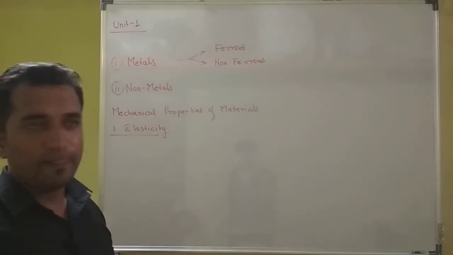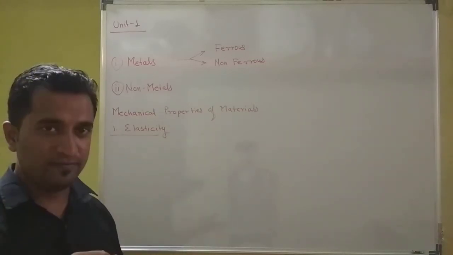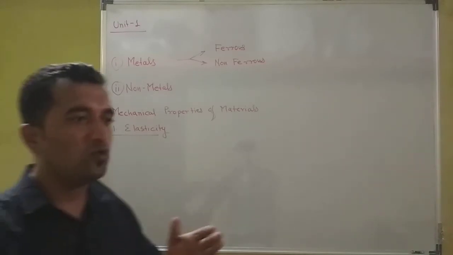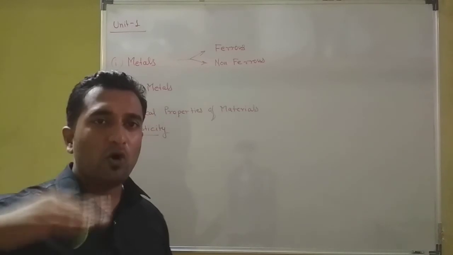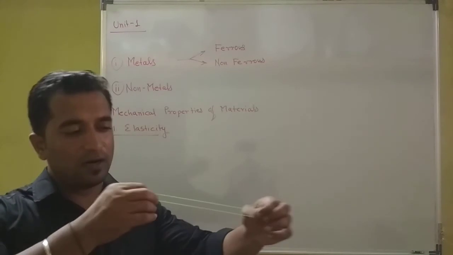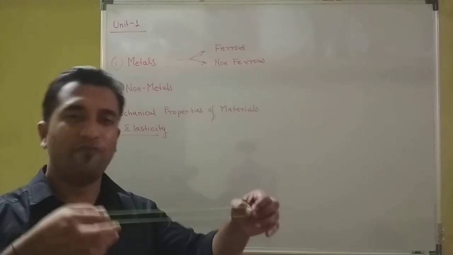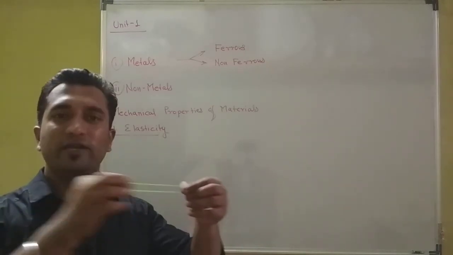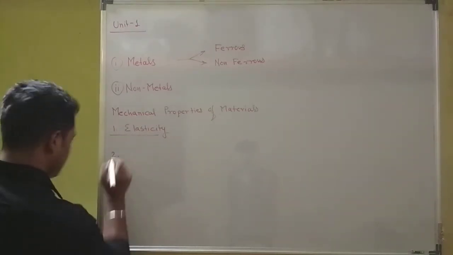Any material you can take, it will get deformed when you are applying a load under the elastic limit. This point is very important. You have to apply a load, but under the elastic limit. If you are applying a load beyond the elastic limit, then it will get a permanent deformation. If I stretch this rubber more than its capacity, what will happen? It will break. It will get deformed permanently. It will not come again to its original shape. Okay. To understand that property, we should have the knowledge of one more property, that is plasticity.